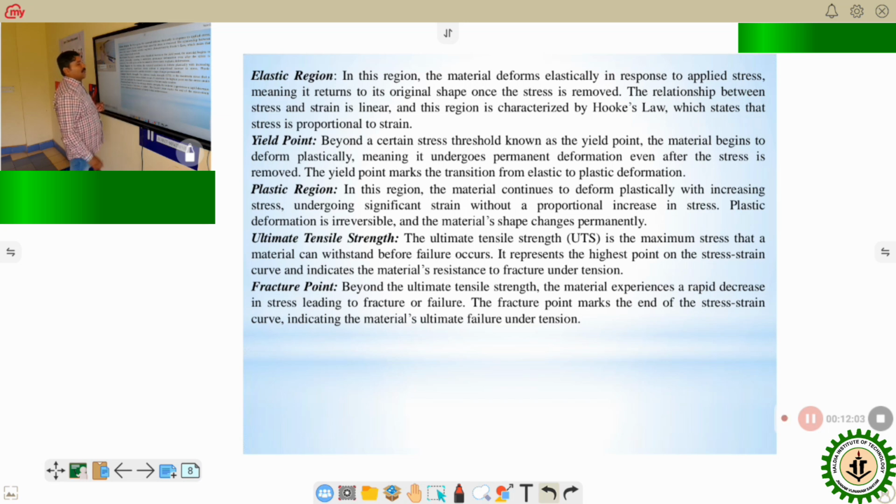Beyond the ultimate stress and strain, the material experiences a rapid decrease in stress leading to the fracture or failure. Okay. This fracture point marks the end of the stress strain curve, indicating the material's ultimate failure under tension. Means on that stress, that material will fail, and completely fracture.